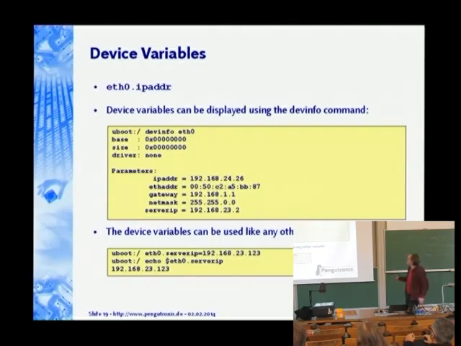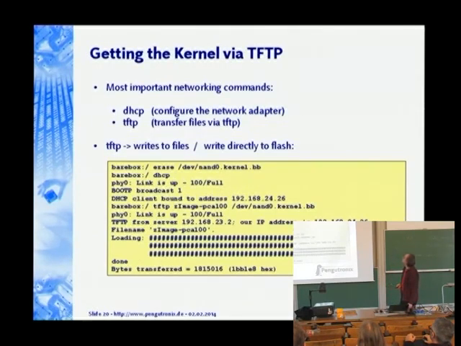So setting variables for devices is quite easy. Also getting the kernel via TFTP, for example. Recently in DevOps we are going more towards having things automatically mounted, so you can even copy things from the TFTP file system and things like that. So that's all quite easy, and it's very abstract if you compare it to our design team, for example.